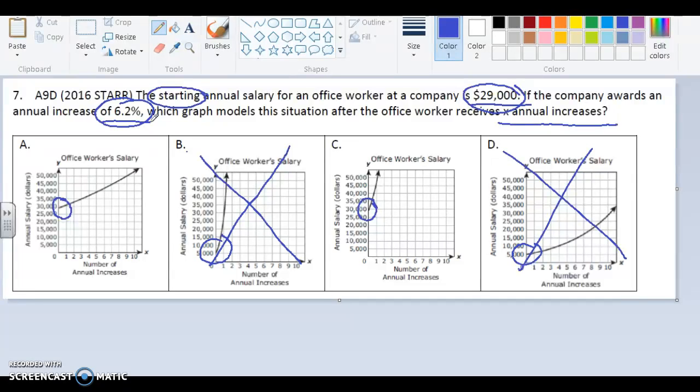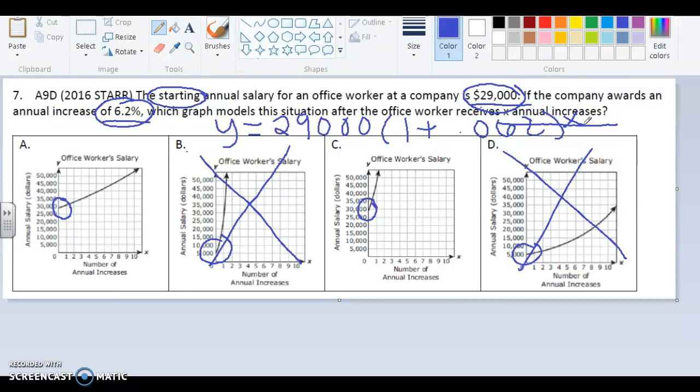So if we have an increase of 6.2% out of $29,000, let's think of what our equation would look like. We'd have y equals 29,000 times (1 plus 0.062) to the power of x. So we could throw that in our graphing calculator and see what it looks like. But also let's use a little bit of common sense, like by reading the graph.